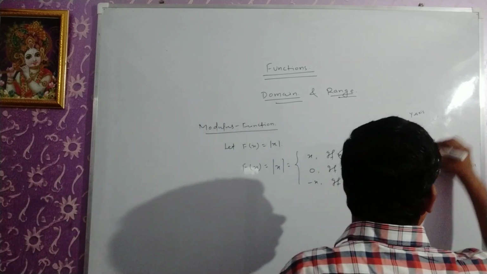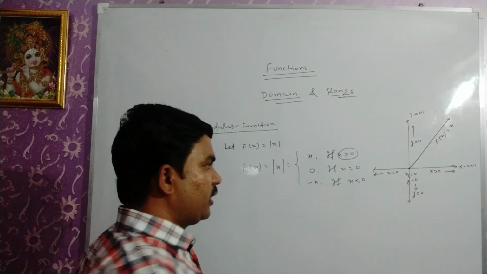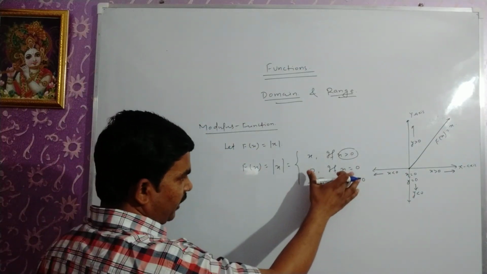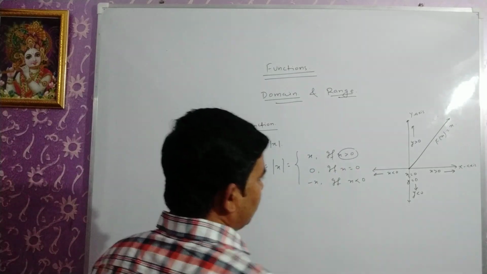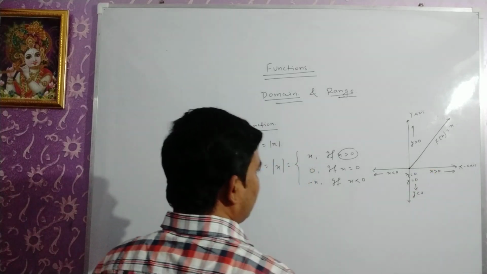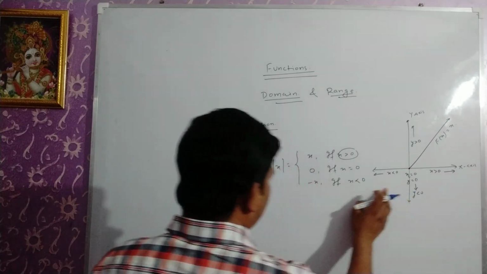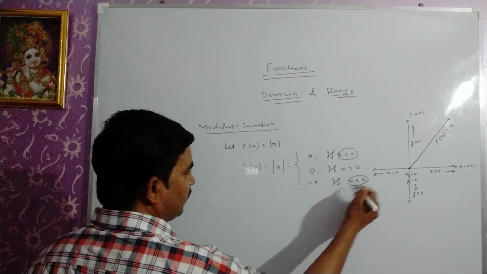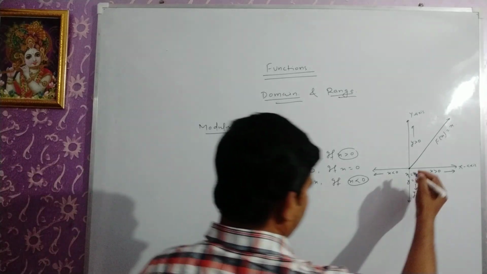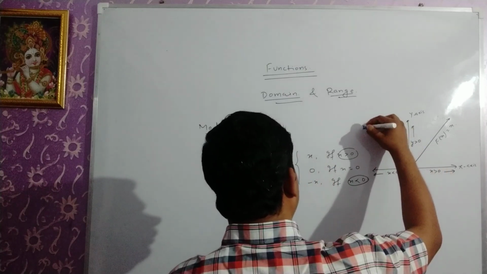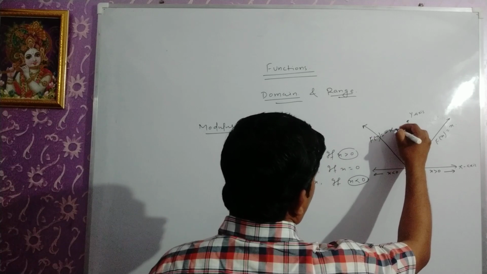So you have to draw the graph like this. This is called f(x) equal to x. This is according to case first. Now coming to case second: f(x) equals 0 if x equals 0. This is the situation where x equals 0 and y also equals 0. Now in the third case, if x is negative, then f(x) equals minus x, or we can say minus into minus, this is equal to plus. So this is f(x) equal to minus x.